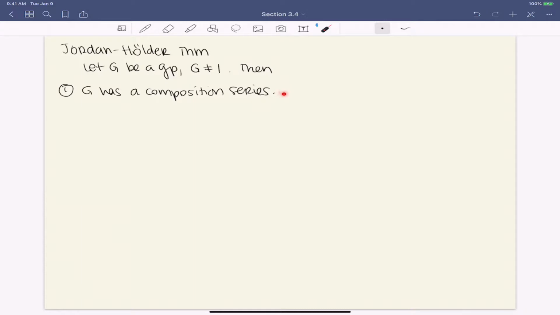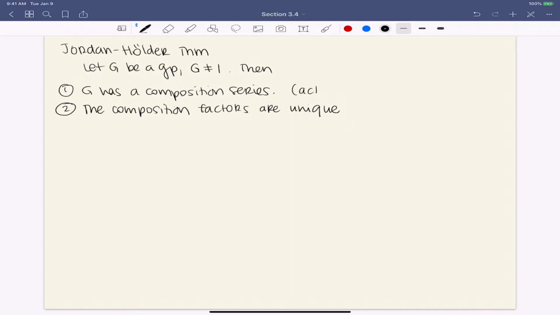In the analogy with prime numbers, that would be like saying every number can be factorized as a product of primes. So here, every G does have a composition series, and then the composition factors are unique. So why do I say this? Well, in part one, I say G has a composition series, and actually, G may have many.